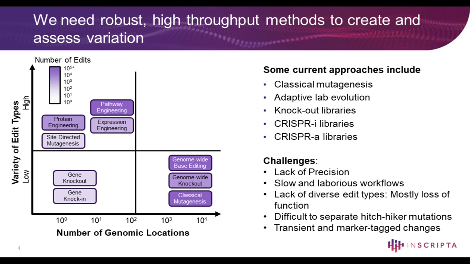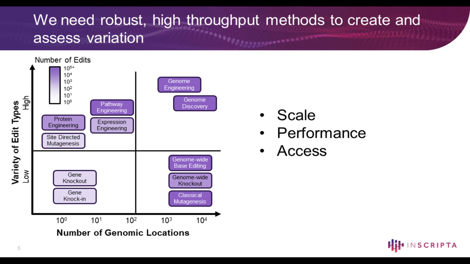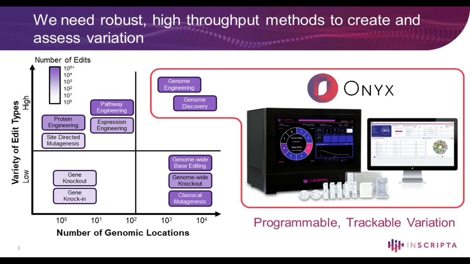So to truly advance biology, we need to get into this upper right quadrant. That is, we need to be able to generate a variety of edit types across the genome with speed, reliability, and ease. What if you could create a custom library of precisely edited cells within weeks in your lab with almost negligible hands-on time? This is what the Onyx platform enables.